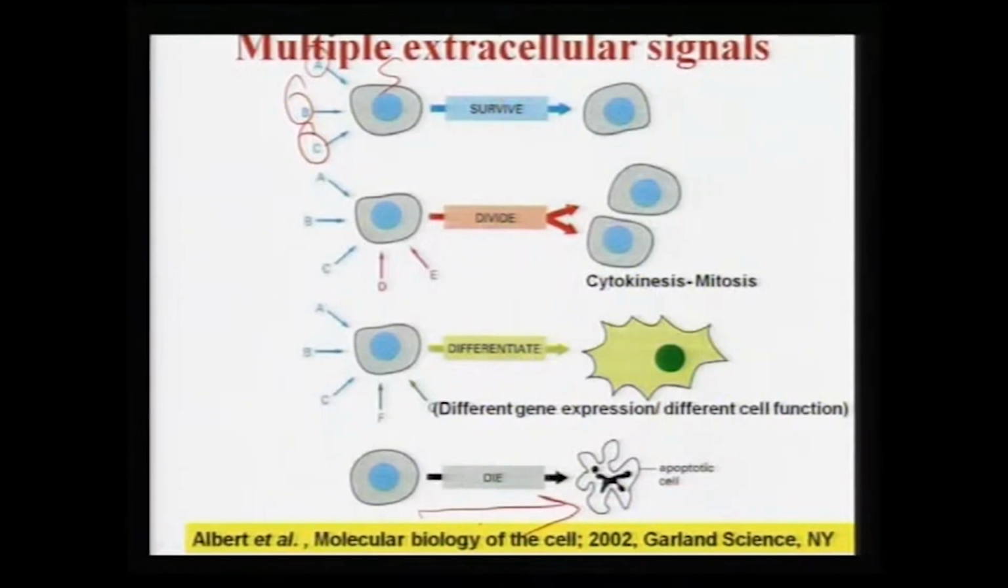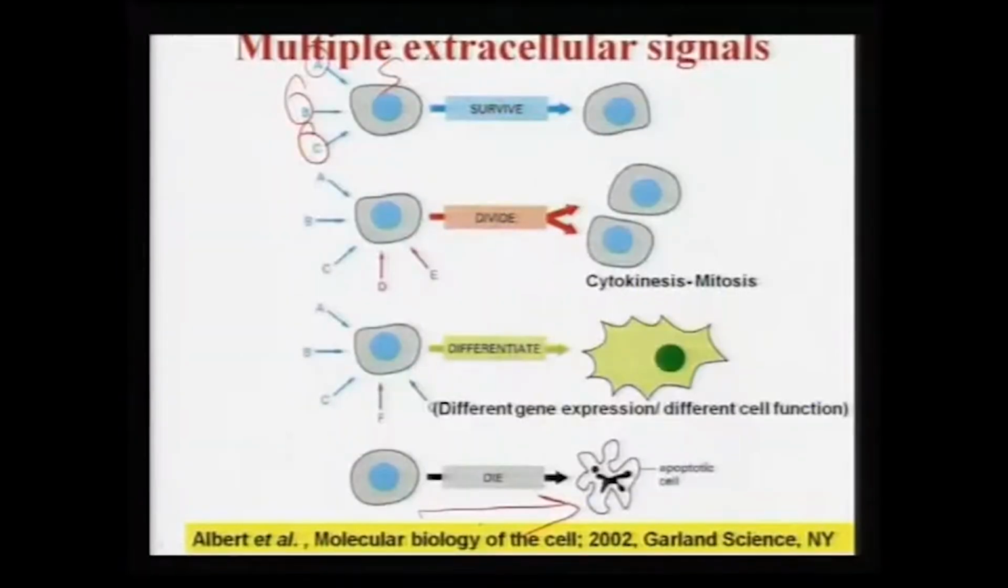Second, if a cell is surviving in a medium or on a particular substrate and now wants to divide, then the ABC signal is not sufficient. You require some other signals, designated here as D, E. These two signals essentially will allow the cells to undergo cytokinesis and mitosis, that is the cell growth process. Third, you have the ABC signal and then you have F and G, which are other different signals.